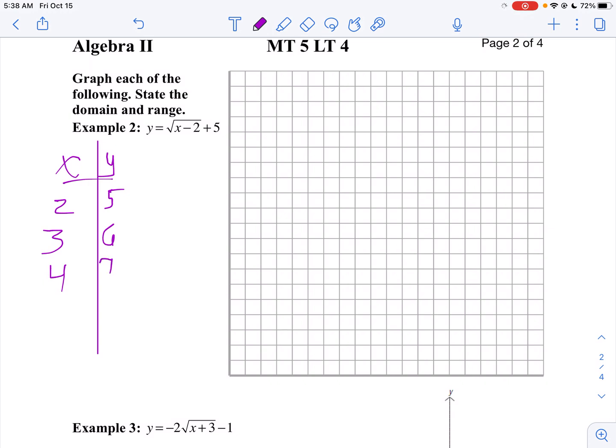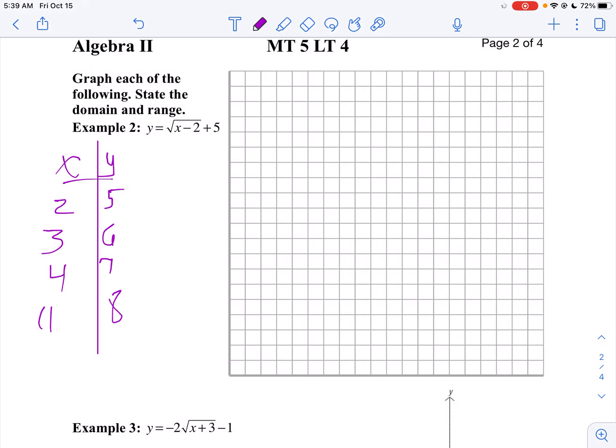Now the problem is if you do 8 for x, you get a decimal, which you can do. There's nothing wrong with that. But what I want to try to do is look ahead and find what has a square root that's a perfect square. Well, I know that 9 is a perfect square. So if I put x as 11, because 11 minus 2 is 9, the square root of 9 is 3. 3 plus 5 is 8. That should be enough points for us to graph.